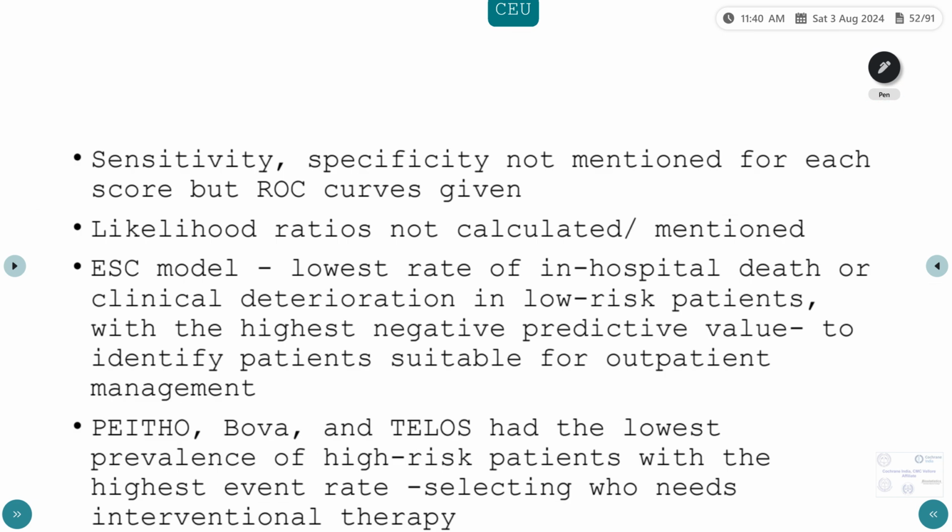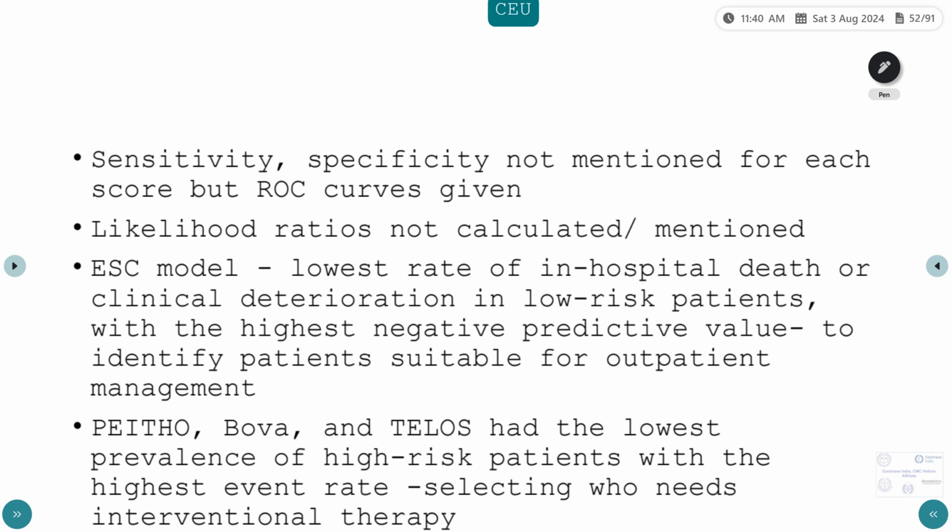Now, when we look at these, they have mentioned ROC curves, but they have not given individual sensitivity, specificity, and likelihood ratios, which we would have liked to see. They have explained it by saying that, as we've already seen, the ESC model had the lowest rate of in-hospital death with the highest negative predictive value. So it could be used to identify patients suitable for outpatient management.